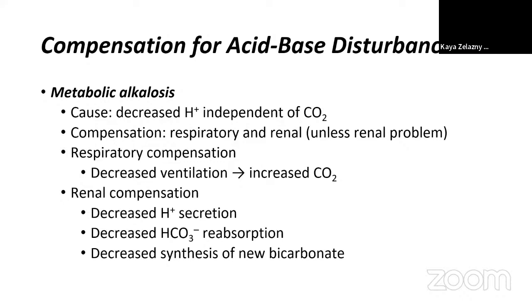In metabolic alkalosis, we have the reverse. So we have decreased acidity, so decreased hydrogen ions. And this isn't an issue with our carbon dioxide. It's not an issue with the respiratory system. So we're first going to compensate using the respiratory system. So we're going to decrease our ventilation. We're going to decrease our respiratory rate, meaning we're increasing that CO2. We're keeping more of that CO2 in the blood. It's an acid, so it's bringing the pH down.